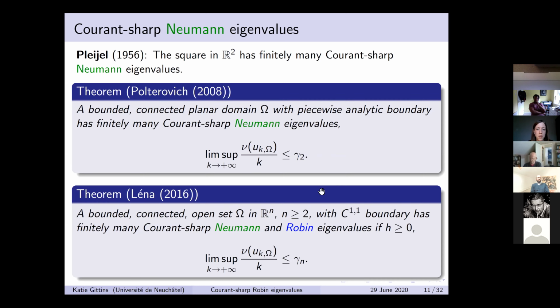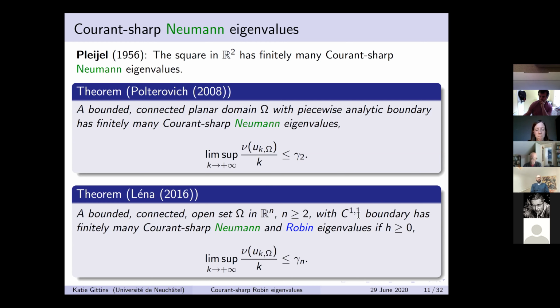For now, what we know is that in the case of Dirichlet there are finitely many Courant-sharp eigenvalues, and also for Neumann and Robin with some regularity of the boundary. So far it's known in these cases, but we would hope that with less regularity the same is still true. Now that I know there are finitely many, there are 2 questions that maybe come to mind immediately. One of them is, if you give me a domain omega, how many are there? And the other is, how large can they be?